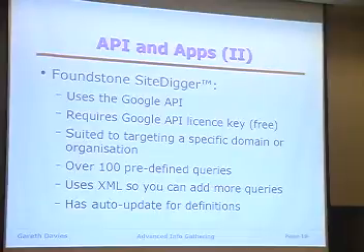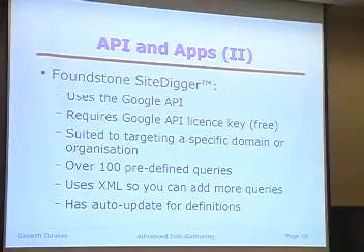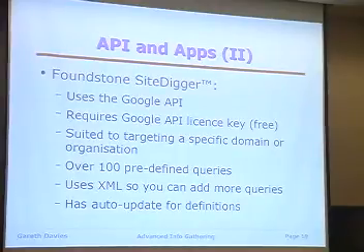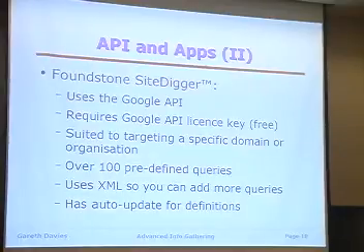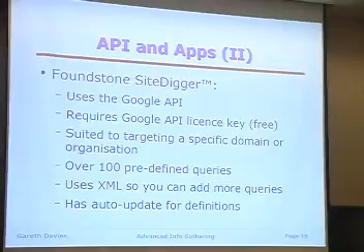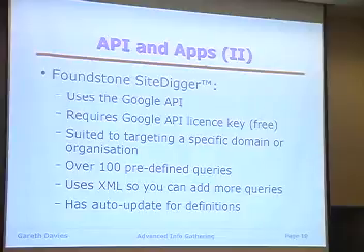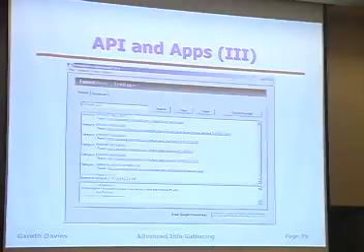One tool using this is Foundstone SiteDigger. It actually uses the Google API, so you need a license key to use the software. It's suited to targeting a specific domain or organization. It doesn't do general searches. You put in a domain and it will check all the Google hacks on that specific site. There's around, I think, just over 100 predefined queries within the tool. It uses XML, so it's an open format. You can actually add new queries to it yourself, and it has an auto update feature for the definitions.